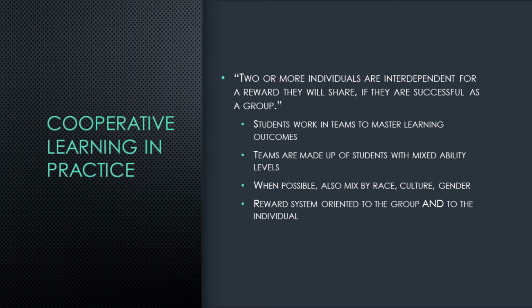Cooperative learning generally uses cooperative goal structures and cooperative reward structures. Cooperative learning lessons can be characterized by the following features. Students work in teams to master learning outcomes. Teams are heterogeneous, meaning they have students of mixed ability levels, mixed ethnicities, mixed cultures, mixed genders, things of that nature. Finally, the reward system is oriented to the group and to the individual, meaning that individual effort is recognized even when it benefited the whole group.